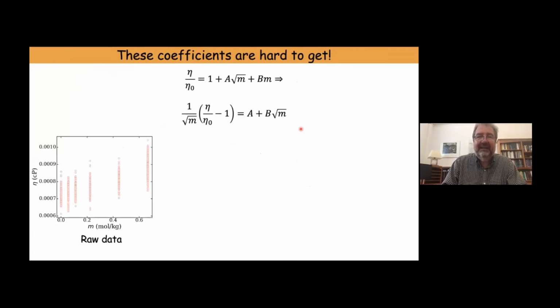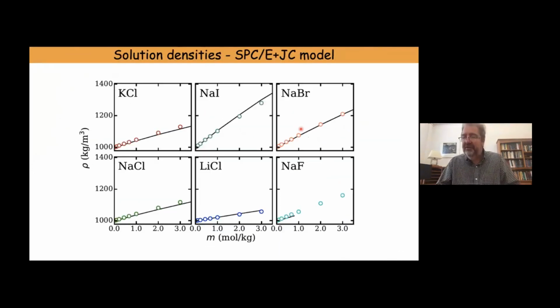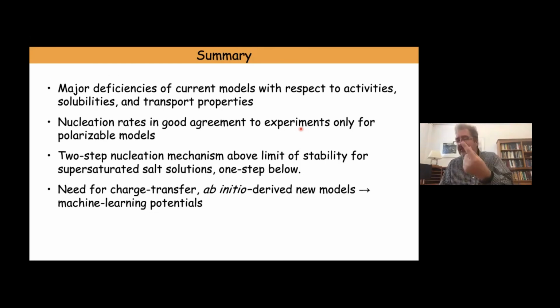Let me go to the end and give my overall summary and allow time for questions. Major deficiencies of current models: nucleation rates are good for polarizable models, but not so good for non-polarizable. Of course, we only did one salt in one model. We don't have a general answer. We hope to get one. We see a two-step nucleation mechanism above the limit of stability. My take-home conclusion is that we need new ab initio derived charge transfer models and machine learning potentials to really get the description of these systems properly done. With that, I'd like to thank you very much, and I'll be happy to answer more questions.